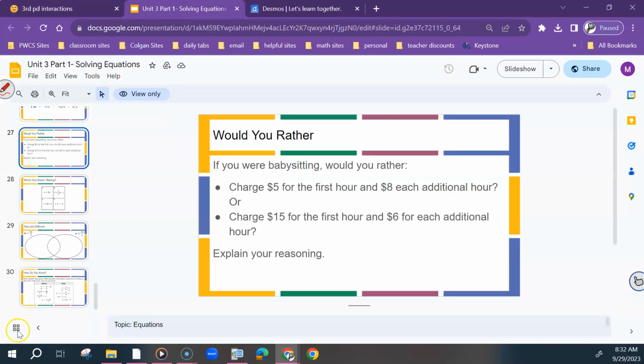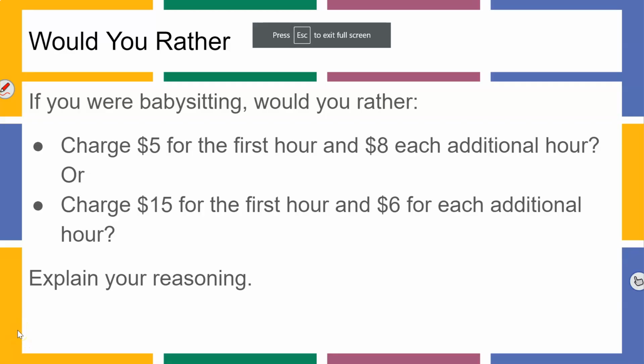What you guys are going to do today. You may need to take out your multi-step word problem notes to help you with this. You may not need them. But you need to decide, so you're going to babysit, and you're going to decide, would you rather charge $5 for the first hour and $8 for each additional hour, or charge $15 for the first hour and $6 for each additional hour? However you figure that out, whatever works for you, you figure out which one is better for you and why, and then we'll come back and we'll talk about that in like 5 minutes.